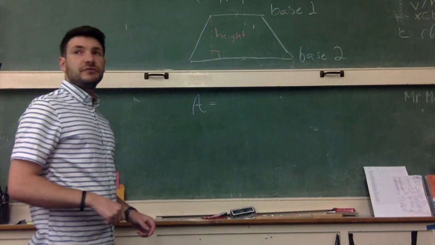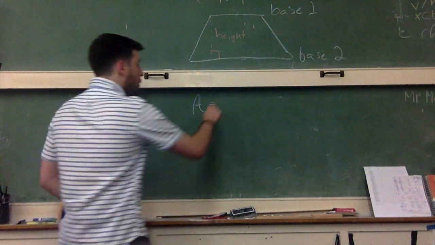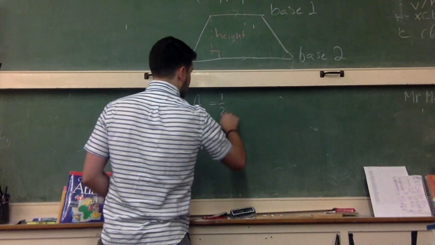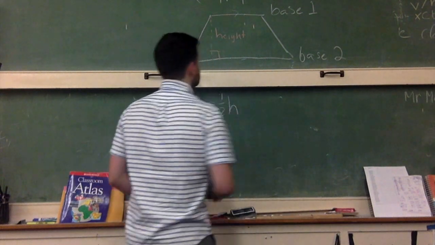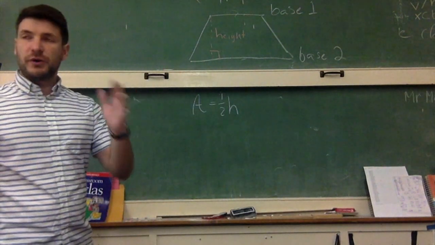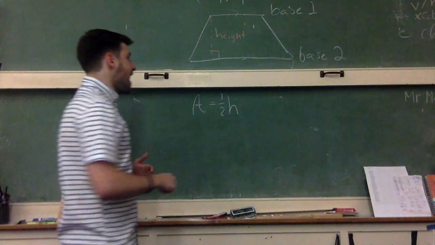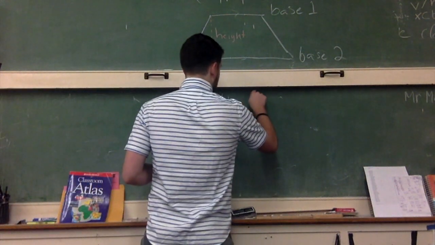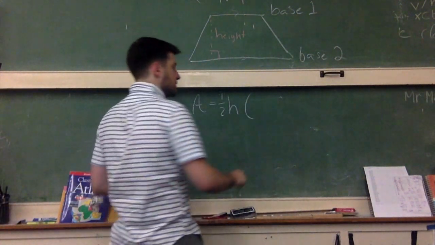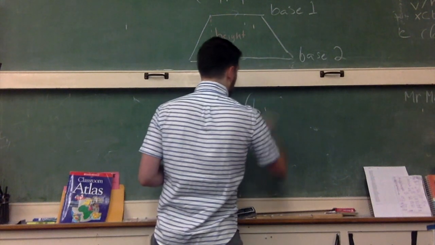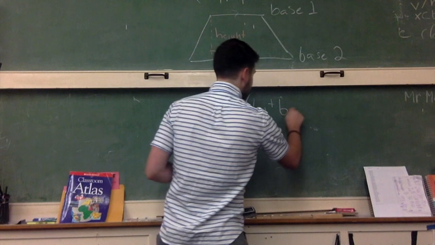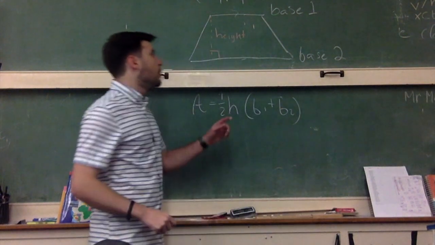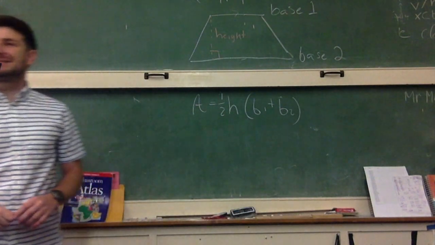Anyone want to take a guess? That's exactly right. 1/2 height. Same thing. We're relating our squares and our triangles into this. 1/2 height. And then in parentheses, base 1. I'm going to put a little B1 there. Plus base 2. So I'll put a little B2. We want to add the bases together first.